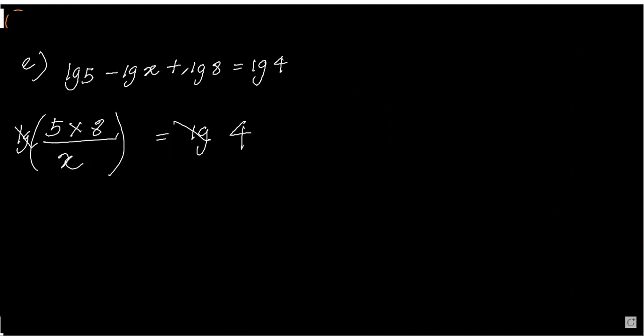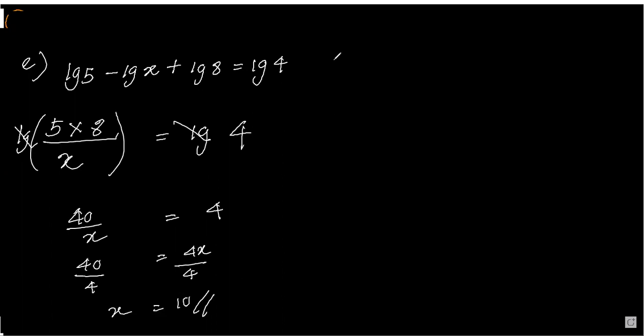This is addition. Here also addition. 5 times 8, 40. 40 divided by x equals 4. It means borrow this x to this side, 4x then. 40 equals 4x, divided by 4, divided by 4. X equals 10. E answer is 10. If you can't understand, tell me. I will explain it again.